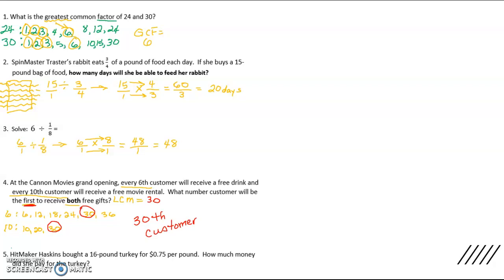All right, I'm going to have to move over a little space for number 5. Hitmaker Haskins bought a 16-pound turkey for 75 cents per pound. How much money did she pay for the turkey? So that means for every 1 pound, she had to pay 75 cents. But she got 16 of those pounds. So that means I need to do some multiplication here, all right? So I am going to multiply 16 times 75 cents.